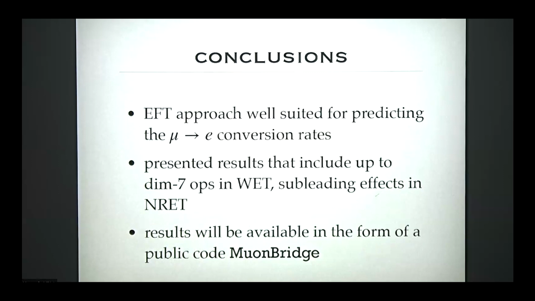So the rest is conclusions. So what did I talk about? I covered an EFT approach. This is the mu-to-E conversion is perfect for this. There's a separation of scale. Problem factorizes as soon as you use this trick of Q effective. And then I presented results that include up to dimension 7 operators in weak effective theory and the subleading effects in the non-relativistic effective theory. And the most important thing, now there's a black box that you can run. It's called MuonBridge, and it will be available soon. Thank you.